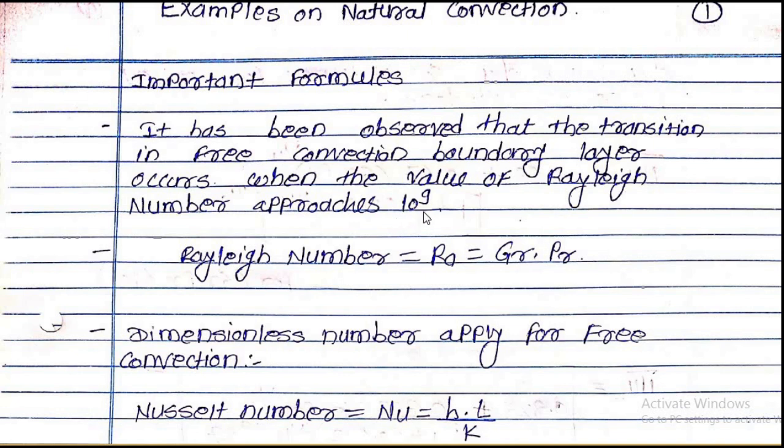So it will happen at a 10 raised to 9 Reynolds number. The Reynolds number is nothing but the multiplication of Grashof's number and Prandtl number. Here this Grashof's number is only dealing with the convection. So in case of natural convection, below 10 raised to 9 there should be a laminar boundary layer, and above 10 raised to 9 there should be a turbulent boundary layer, in a rough manner.